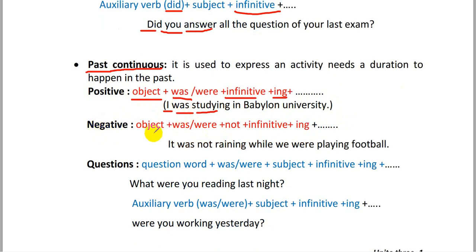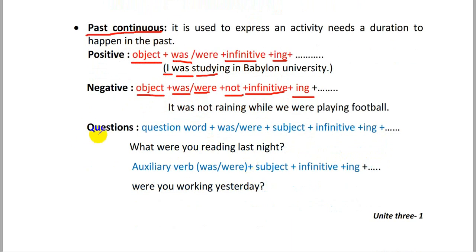Negative. صيغة النيجاتيف: subject, was or were, plus not. It's very similar to the positive, just adding not. Infinitive plus ing. For example, it was not raining while we were playing football. إنها لم تكن تمطر عندما كنا نلعب كرة القدم.